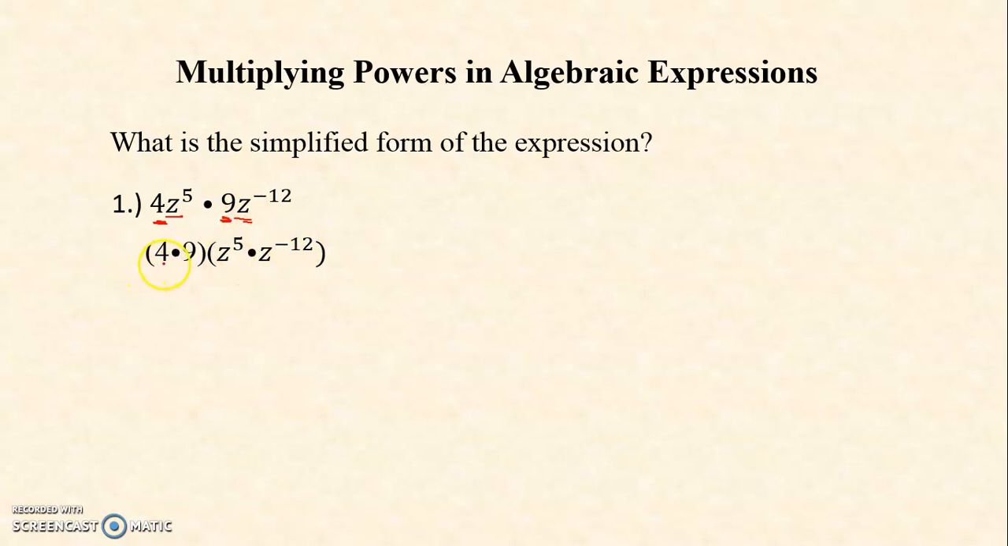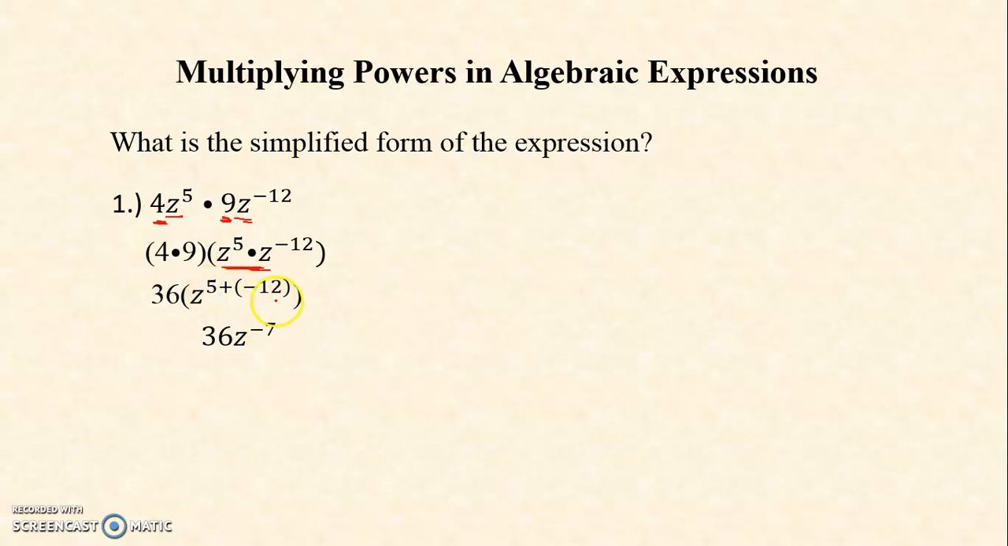What is 4 times 9? That is equal to 36. And then, what are we going to do with the exponent of z? They have the same base. Copy the base. So you now have here 4 times 9, that is 36. Copy this base, which is z. And then, the exponent is 5 plus negative 12. Okay, always remember, you need to apply the rules in adding integers. So you now have 36z raised to negative 7.